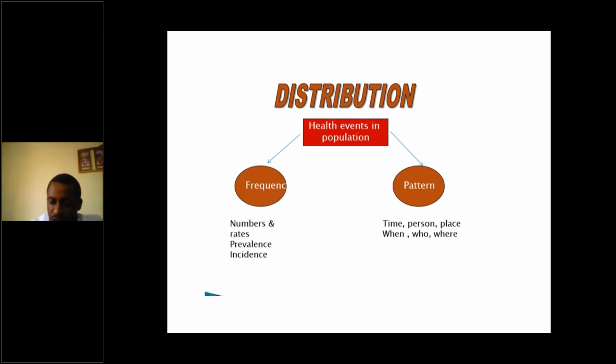Okay, so you need to look at the time of the disease occurring. You need to look at the person. Which persons are more affected? What's the pattern of the people that carry it? Is it people who are not neat? Or is it people of this kind of gene? Is it this kind of color and so on? Then the next thing you're going to look at is place. Which places do these diseases stay more?